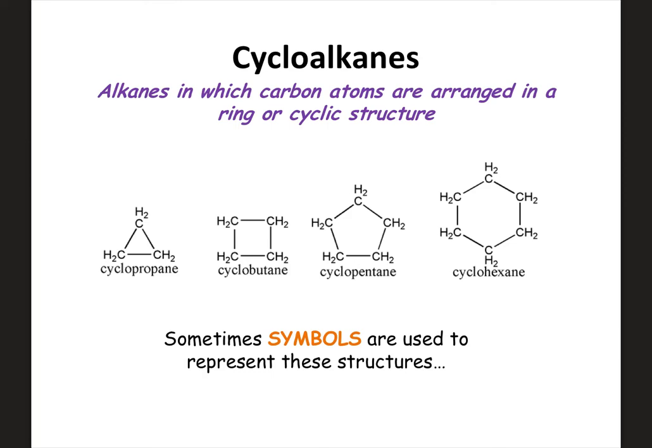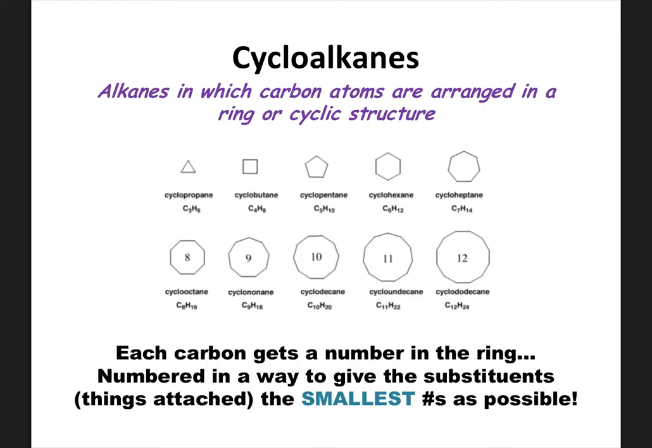All right, for the 3 carbons, cyclobutane, cyclopentane, and cyclohexane here. But again, sometimes we actually use symbols here, and we don't show any of these C's or H's at all, as you'll see. Here's just a picture showing you how we can use symbols here to represent these cycloalkanes.